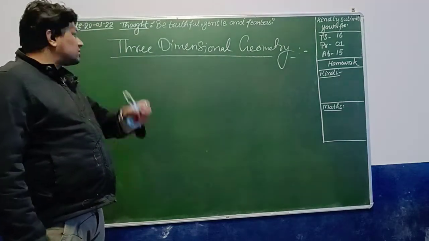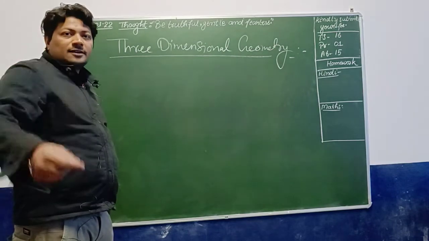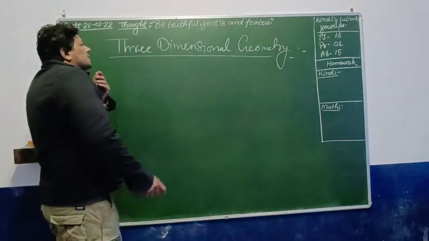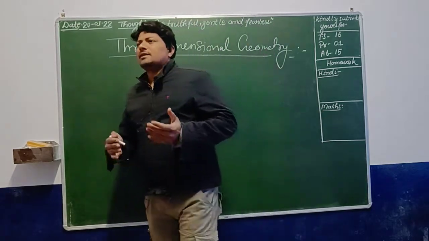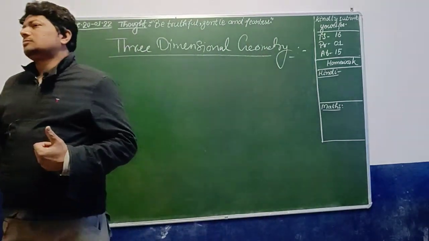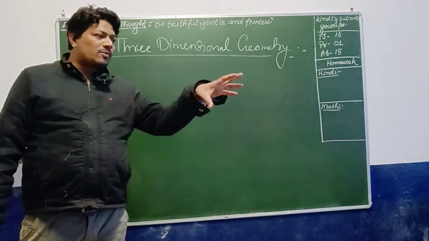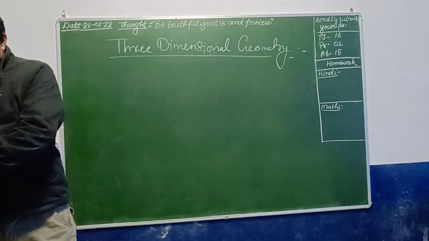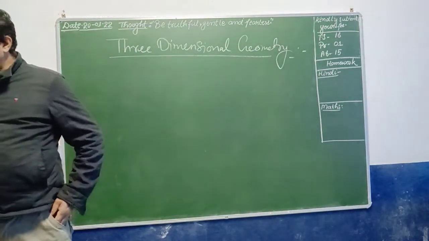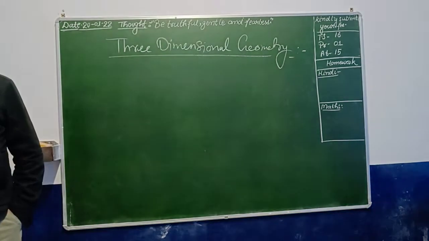Today we have to discuss three-dimensional geometry. In three-dimensional geometry, whatever you have completed related to triangle, circle, and geometry, you have completed coordinate geometry. You have completed vectors. So how is three-dimensional geometry different from all these things? Clear? So we will discuss this in this chapter.